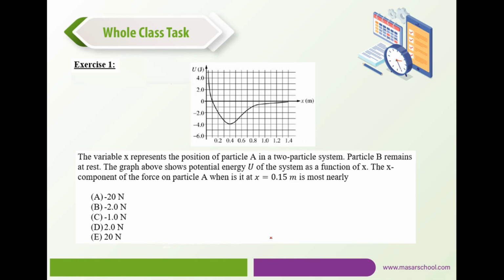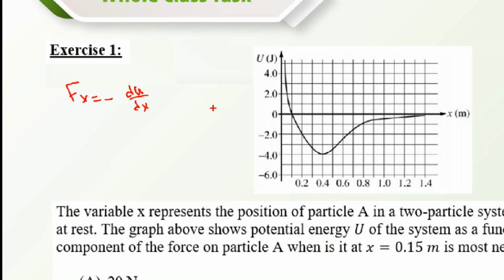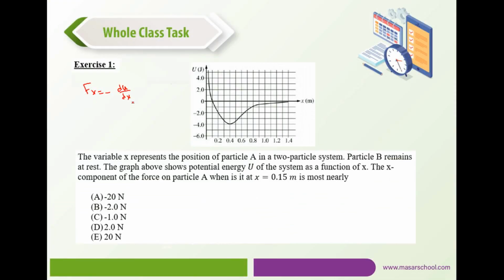So now we are familiar with some tricks related to graphical reading. Here in this case we have U versus x. And remember that if we're talking about a force which is derived from a potential, which means a conservative force, it can be determined using Fx is minus dU by dx. dU by dx has a graphical interpretation, which is the slope of the tangent at a particular point x.